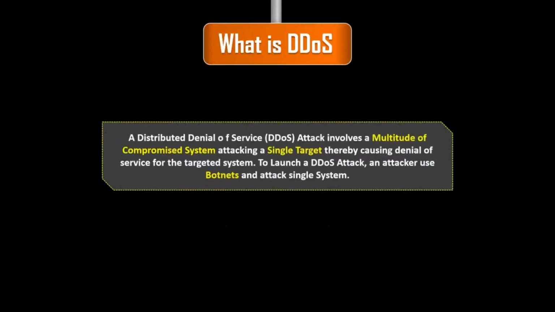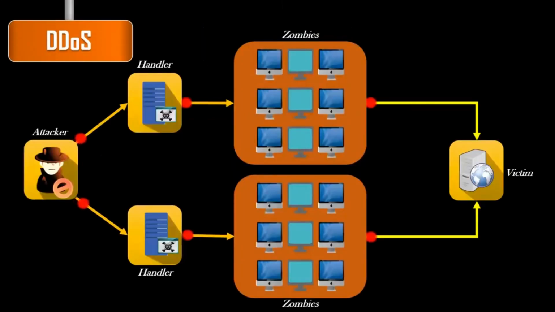Now since we know a little bit about bandwidth and DOS, we can talk about DDoS. A distributed denial of service attack, or DDoS, consists of multiple compromised systems attacking a single target, thereby causing a denial of service for that targeted system. To launch a DDoS attack, an attacker needs to use a botnet to attack a single system. So they need to use a whole bunch of computers to attack a single computer.